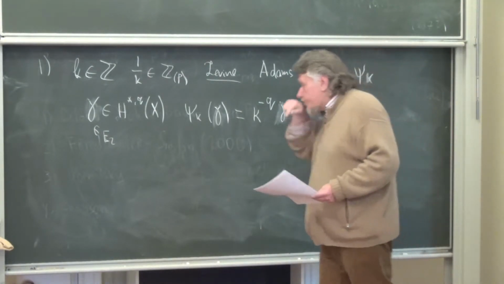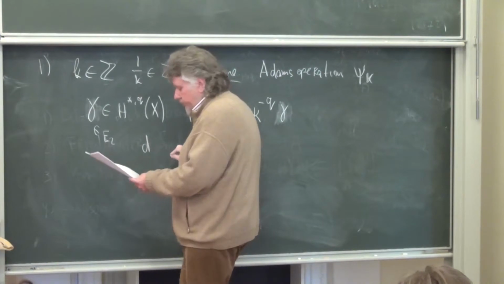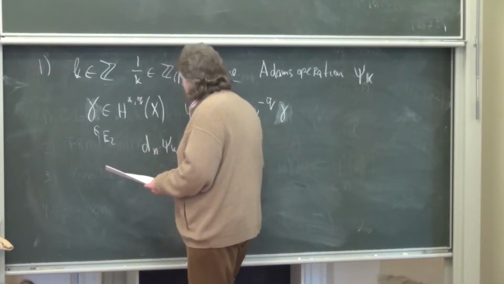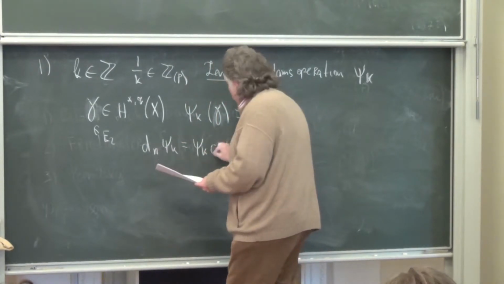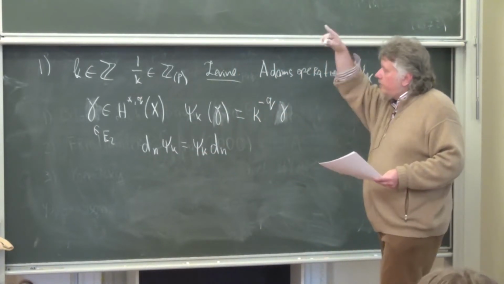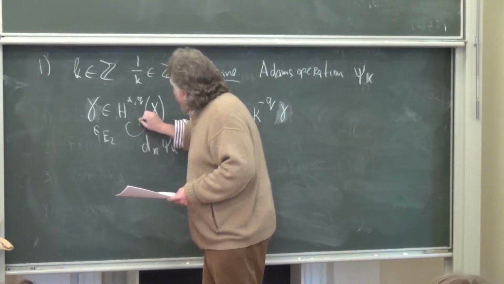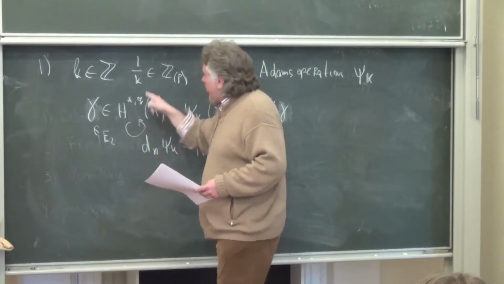And we also know that Adams operations commute with differentials. It's also known from Levine's result. So d_n psi^k equals psi^k d_n. So operation psi^k is an operation of degree 0, 0 in some sense. It acts from Motivic cohomology to itself.